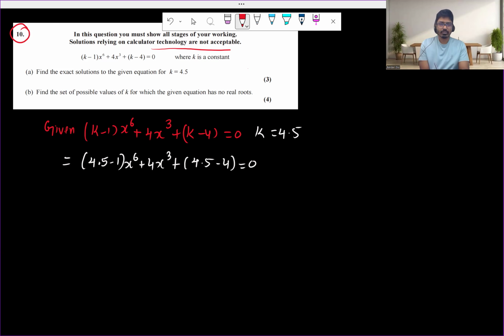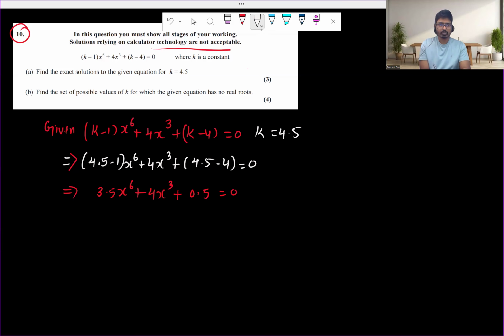Now we will solve this further. 4.5 minus 1 is going to be 3.5, so 3.5x raised to 6 plus 4x cubed plus 4.5 minus 4, which is 0.5, equivalent to 0. This equation is not in the form of a quadratic or a cubic equation, so we need to use the substitution method.